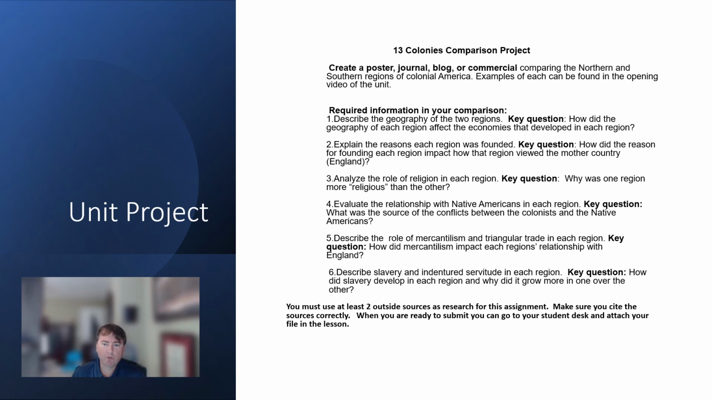5, describe the role of mercantilism and triangular trade in each region. You're going to learn about mercantilism and triangular trade in this unit. As you learn about it, answer the key question for the project. How did mercantilism impact each region's relationship with England? And then last, describe slavery and indentured servitude in each region. The key question there is, how did slavery develop in each region, and why did it grow more in one region than the other? That's going to be a pretty simple thing to answer once you learn about the geography and climate of each region.